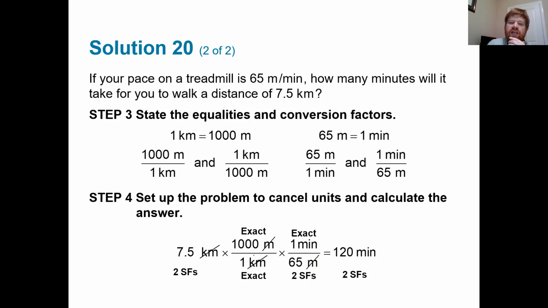Note here, we have an exact conversion, that's the metric conversion. 65 meters per minute is measured. So there's 2 significant figures in the 65 meters, and then 2 significant figures here in the 7.5 kilometers.